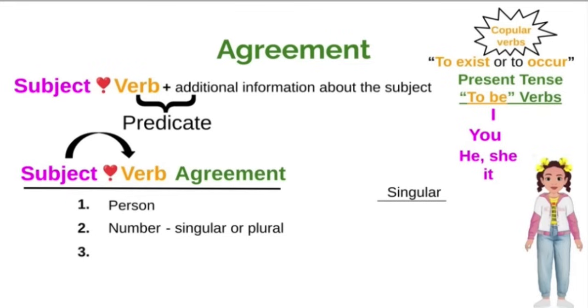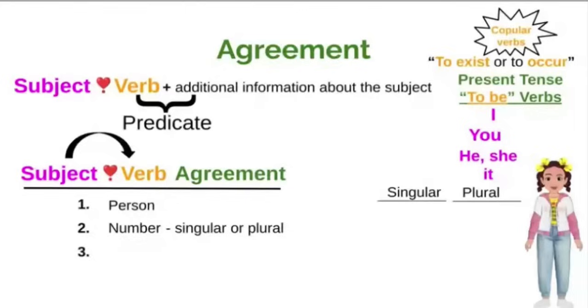If the subject is singular, we need what kind of verb? A singular verb. If the subject is plural, then the verb has to be plural. That's right. The verb has to be plural because the subject and the verb have to agree.